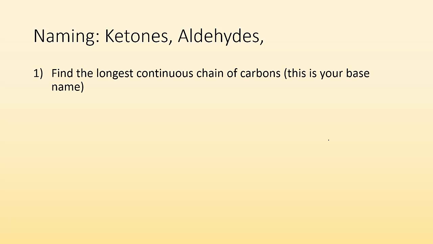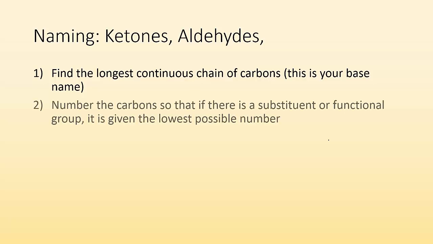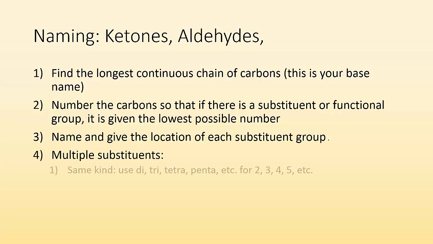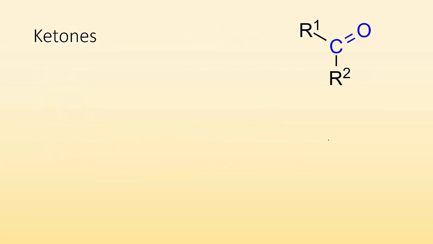So the system that you're going to use is first find the longest possible chain of carbons, and this is your base name. Then you're going to number the carbons so that if there's a substituent or a functional group, it's given the lowest possible number. And then you're going to name and give the location of each of those substituent groups. If you got multiple substituents that are the same kind, you're going to use di, tri, tetra, penta, etc. from when you got 2, 3, 4, 5 of them. If I had 2 chlorines, it'd be dichloro. And then you list them alphabetically. So let's take a look.